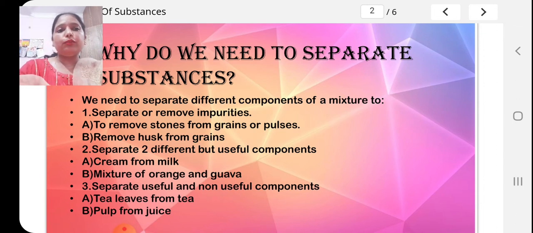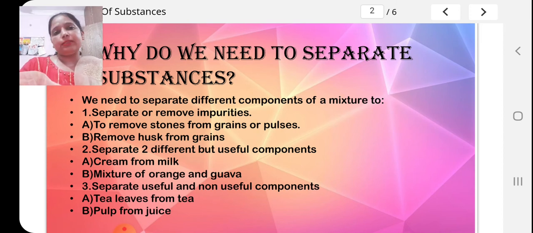And third, separate useful and non-useful components. Sometimes there is a mixture of useful and non-useful components, so we have to separate the useful and non-useful components for the use of those useful substances, like tea leaves from tea, pulp from juice. In case of juice, we do not use pulp, so we remove the pulp from the juice. Many other examples may be there, for which we need to separate the different substances.